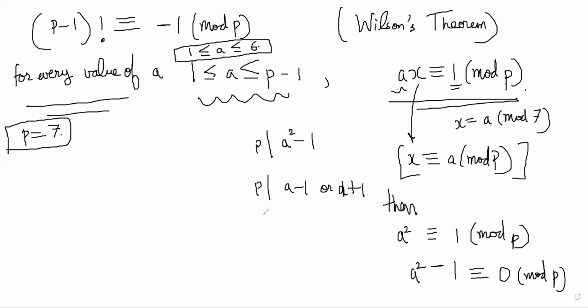And I have gotten that 7 divides a minus 1 or a plus 1. So if you look at all the numbers from 2 to 5 actually, 1, 2, 3, 4, 5, 6. So look at the number 2 and 5.